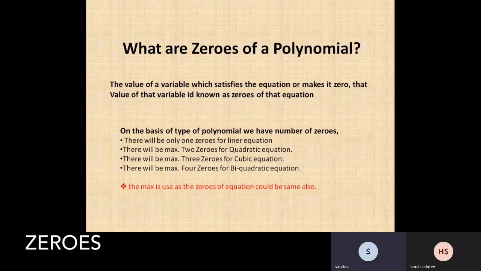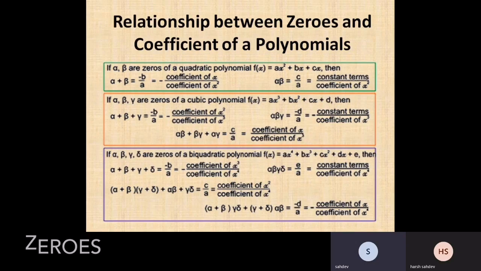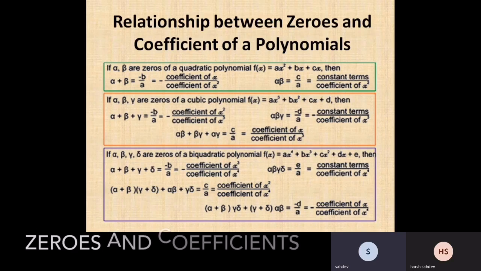Now next, there will be max 3 zeros for a cubic equation. Again max is written, maximum 3 zeros could be there, or all those 3 zeros could be the same. So it will be touching the x-axis at one place, or it can touch the x-axis at 3 places maximum. But it will have 3 zeros. And for the next one, biquadratic, there will be 4 zeros.